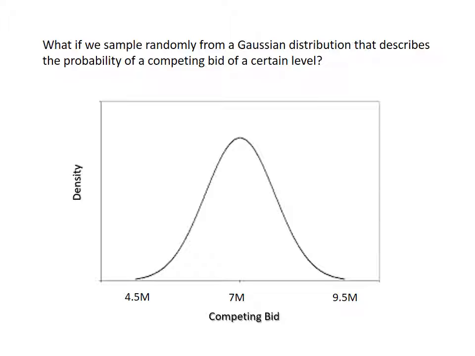So here we have a normal or Gaussian distribution here that describes the probability of somebody else, some other one of our competitors, another developer, putting forward a bid of a certain value, right? So what we're saying here is that the mean competing bid is about $7 million. And it's really unlikely that somebody else puts forward a bid that's really low, so $4.5 million, or really high, so $9.5 million. It's likely that it'll be somewhere in the 6 to 8 range.